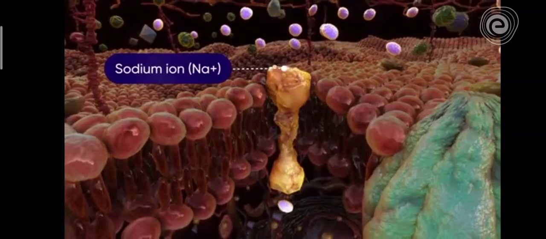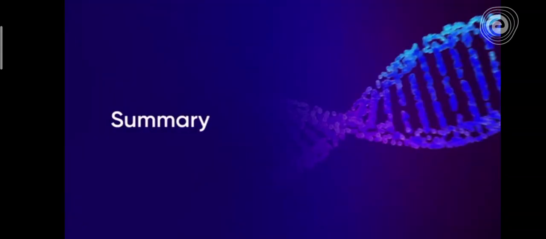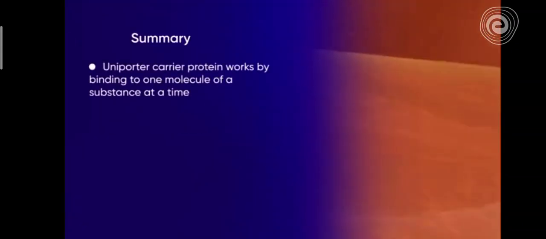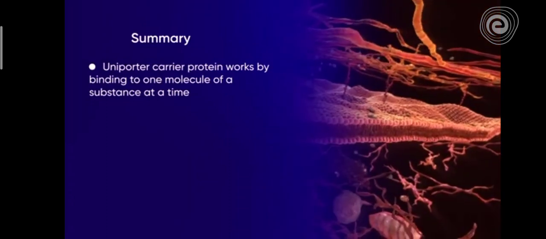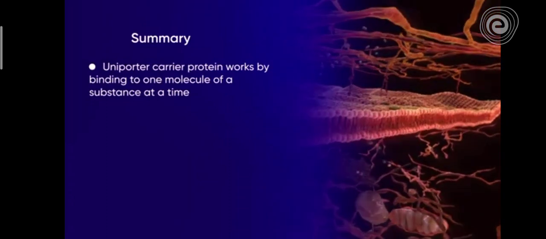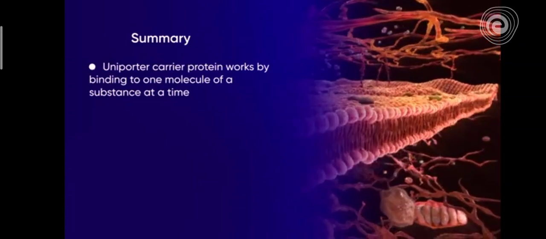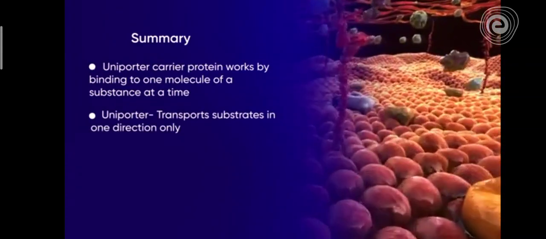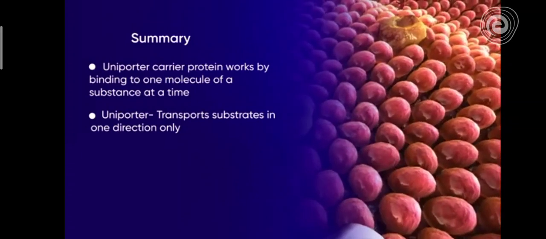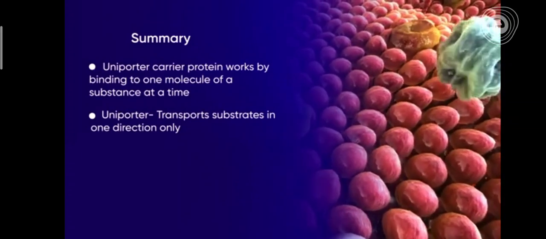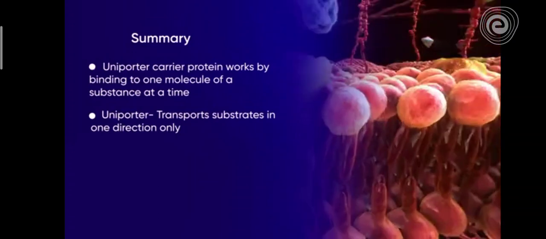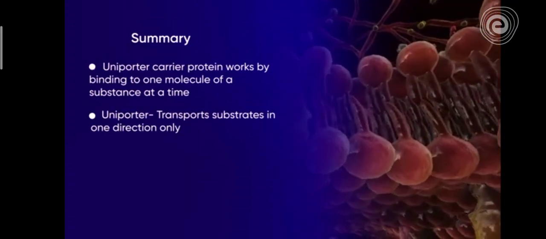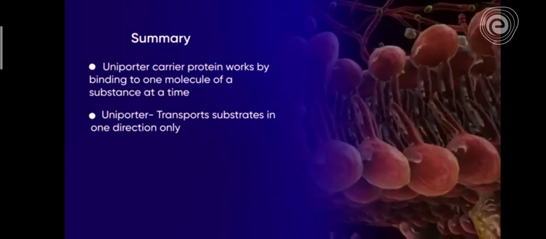To summarize, the uniporter karyoprotein works by binding to one molecule of a substance at a time. Once it binds to the substrate, the transporter facilitates its entry within the cell. The point to be remembered here is that uniporters transport substrates in one direction only.